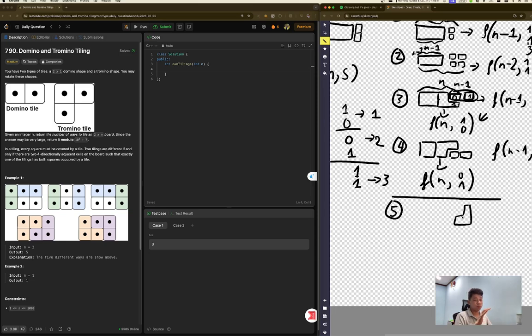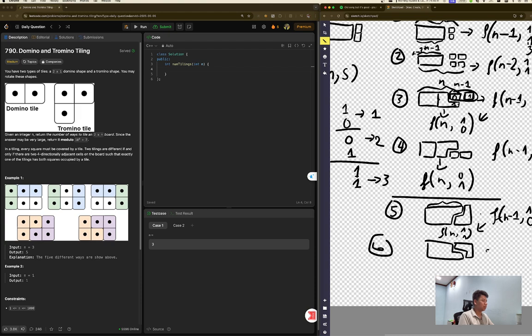We can only place this shape and fill the board if the previous state is like this, right? So what is this state? This state is F(n, 1, 1), and it comes from the previous state. The previous state is F(n-1, 1, 0). The same as this. Okay, this is case 6. The same as this, F(n-1, 0, 1).